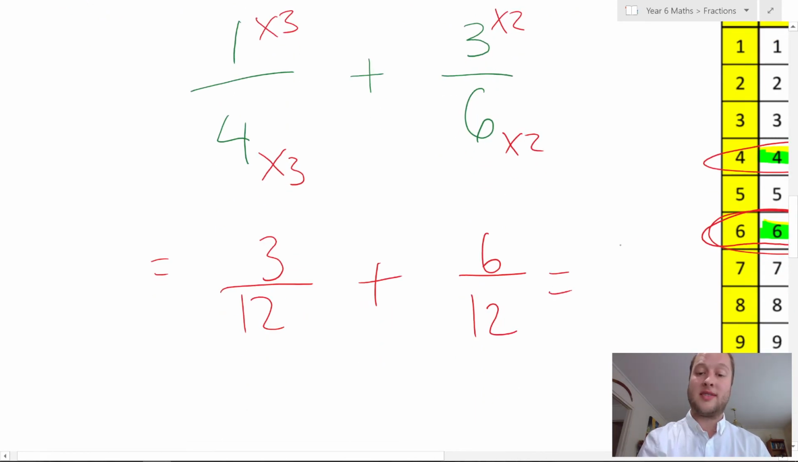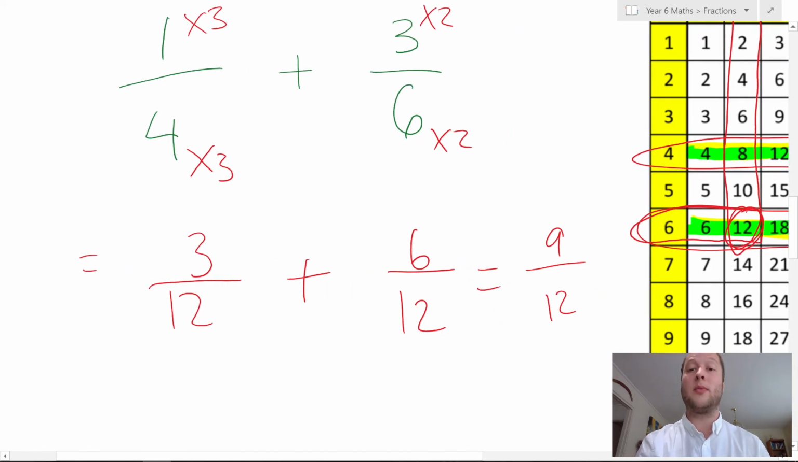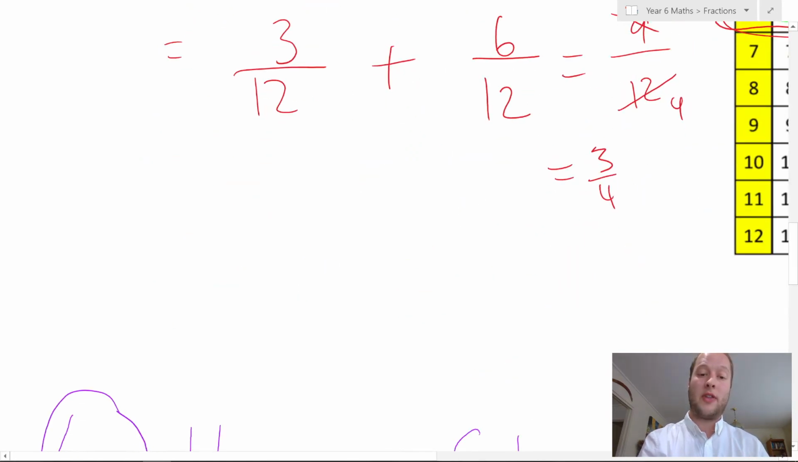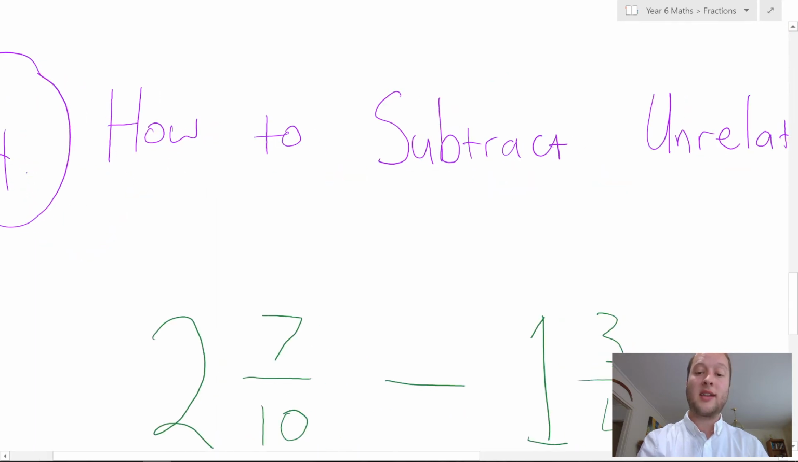So 3 plus 6 is 9. Oh, sorry, we do need to simplify for this one. Sometimes you still need to simplify, but it will be a much easier simplify. Then we're going to find the highest common factor, and that is 3. 3 goes into both 9 and 12, so just divide by 3 is 3, divide by 3 is 4. My answer is 3/4.